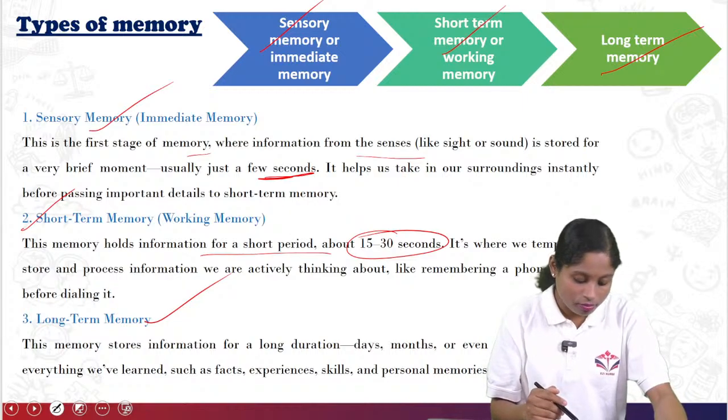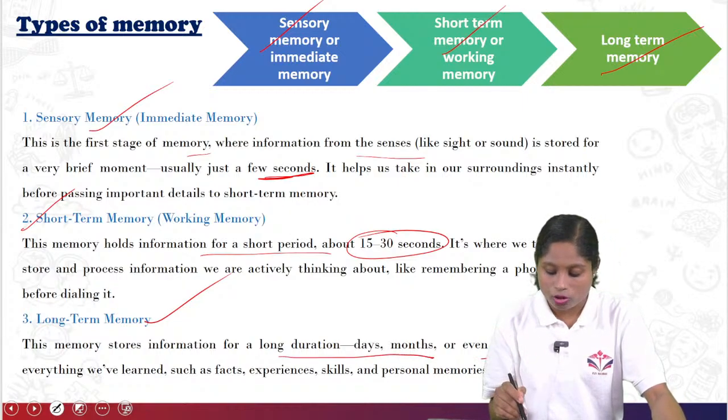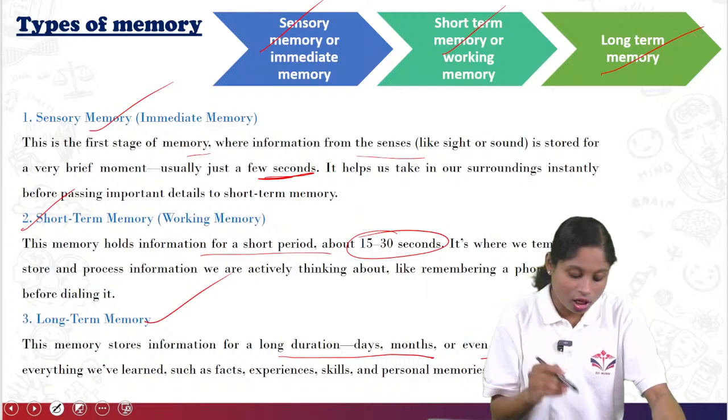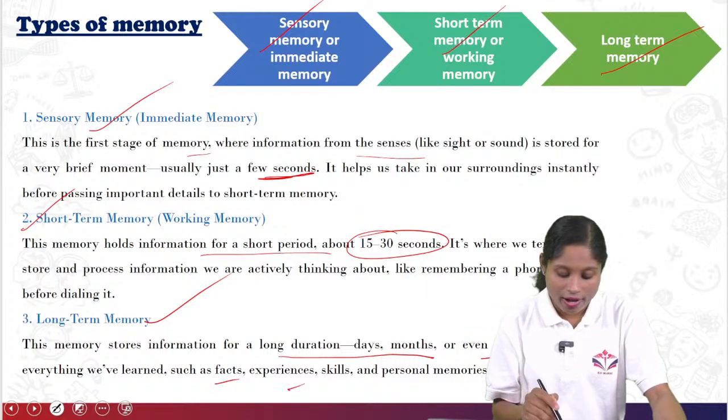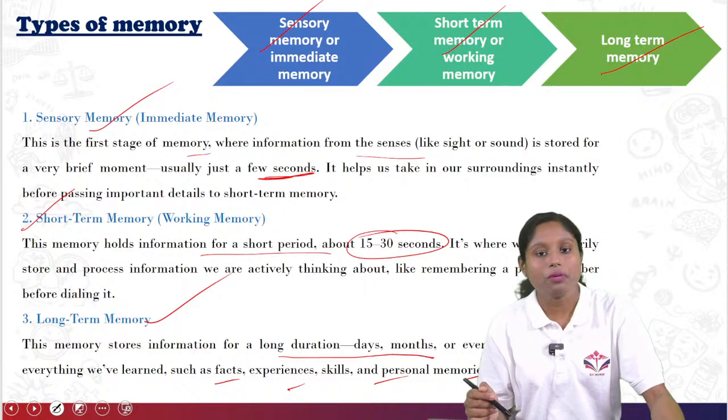Next is long-term memory. This memory stores information for a long duration: days, months or even years. It includes everything we have learned, such as facts, experience, skill and personal memory. So these are the types of memory.